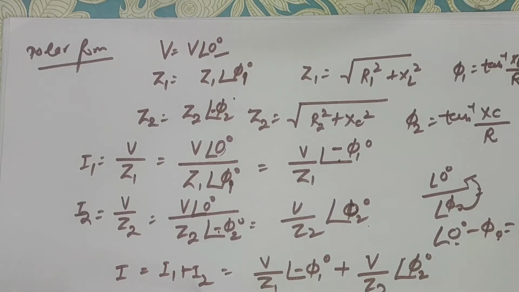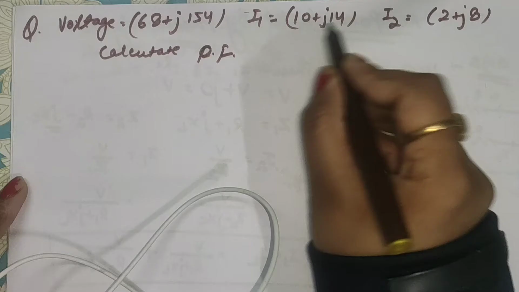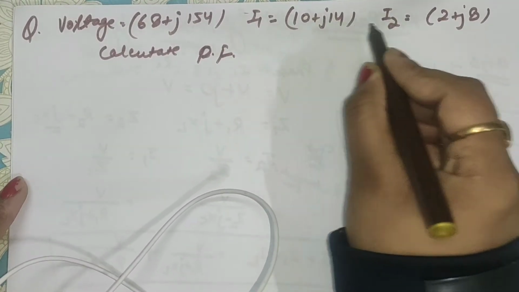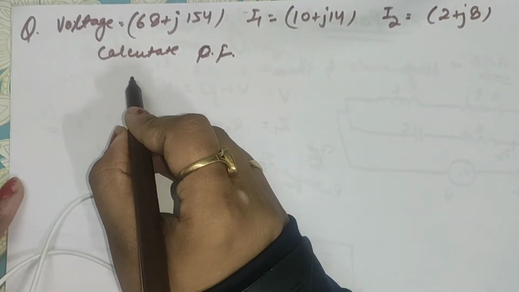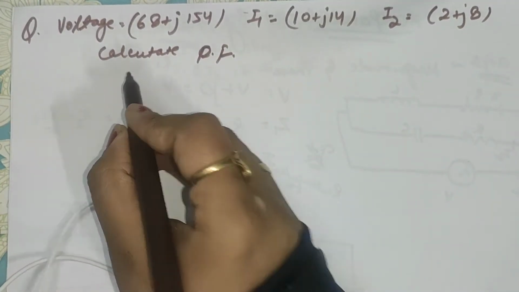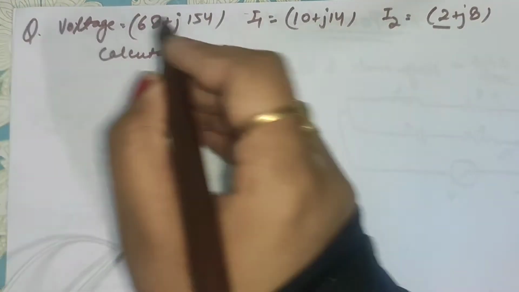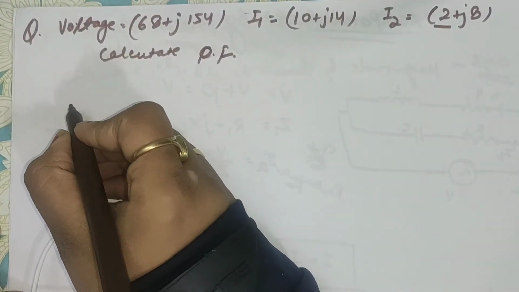Now we will do one numerical that will make it more clear to you. Given, voltage is 268 plus j154 volts, and the currents I1 and I2 are given as 12 plus j14 and 2 plus j8 amperes, and the current in the other branch is also given. What is the power factor? You have to calculate the power factor.